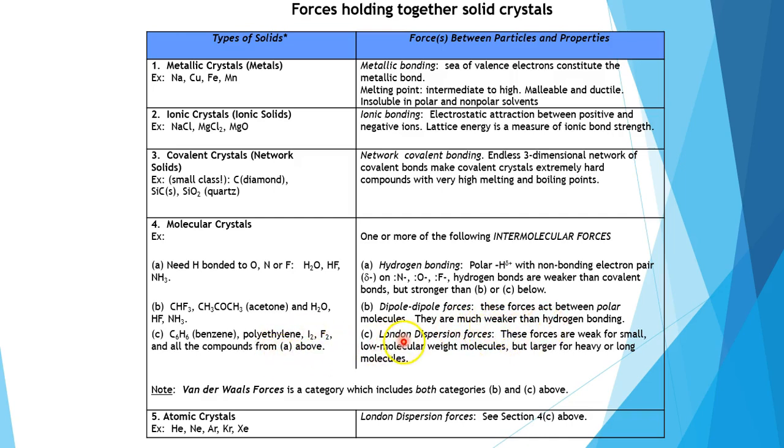And last but not least, we have London dispersion forces that interact in these kinds of molecules. They're the weakest for small, low molecular weight molecules, but they tend to be larger for heavy or long molecules. These have very important effects on macromolecules that you study in biology, such as fatty acids and long-chain carbohydrates. Van der Waals forces is a category which includes both B and C, so it includes dipole-dipole forces and London dispersion forces. The examples of atomic crystals here are helium, neon, argon, krypton, xenon, the noble gases. The only force of attraction between them will be the London dispersion forces.